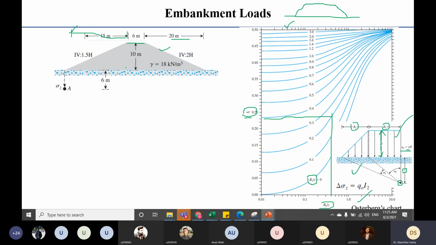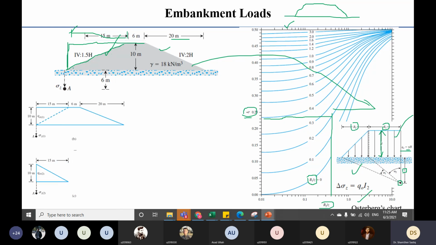Now to make this figure look like the Osterberg, I need to make this diagram something like this. If you look at the Osterberg, it has a triangular portion and a rectangular portion. So this means I will have to add this extra thing. Okay, so if you see, I'm just adding this to use this plot. Later I will deduct this from this entire diagram.